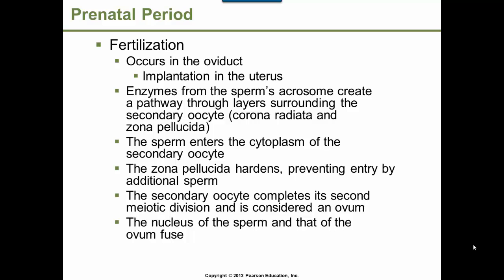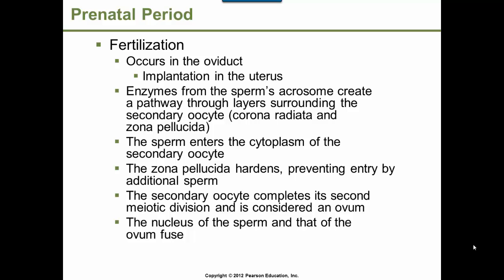Fertilization occurs in the oviduct and implantation in the endometrium of the uterus. Enzymes from the sperm's acrosome create the pathway through the layers surrounding the secondary oocyte, the corona radiata and the zona pellucida. The sperm will enter the cytoplasm of the secondary oocyte released from the ovary. The zona pellucida will harden, which prevents entry of additional sperm.